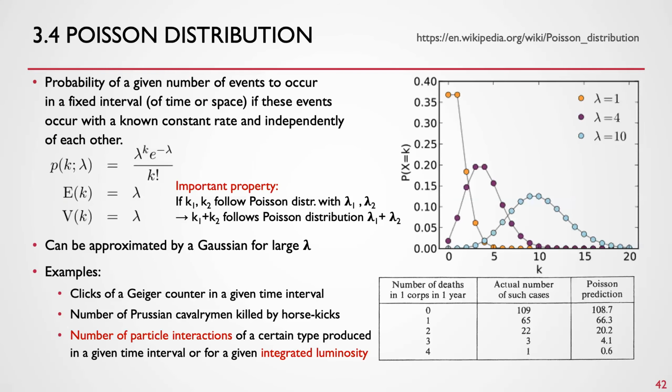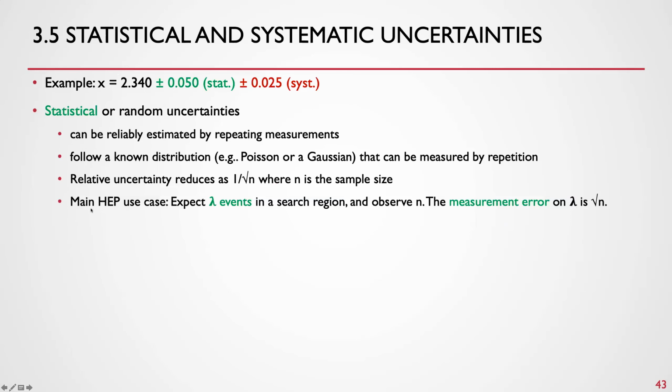Because of this property that the variance is the same as the mean, the uncertainty, which is the square root of the variance, is the square root of the mean. The relative uncertainty reduces with 1 over square root of n, where n is the sample size or the number of events measured. So n is proportional to the amount of data that you have, so to the amount of luminosity.